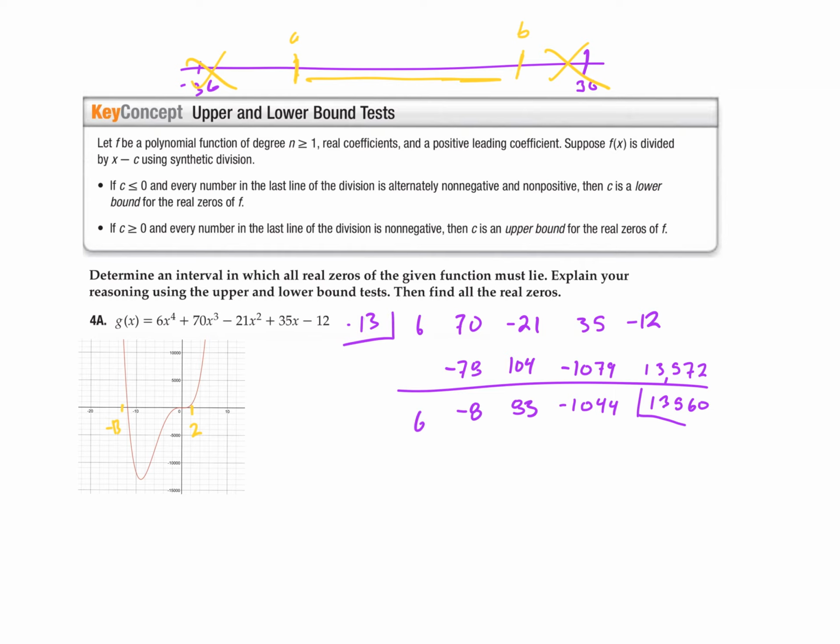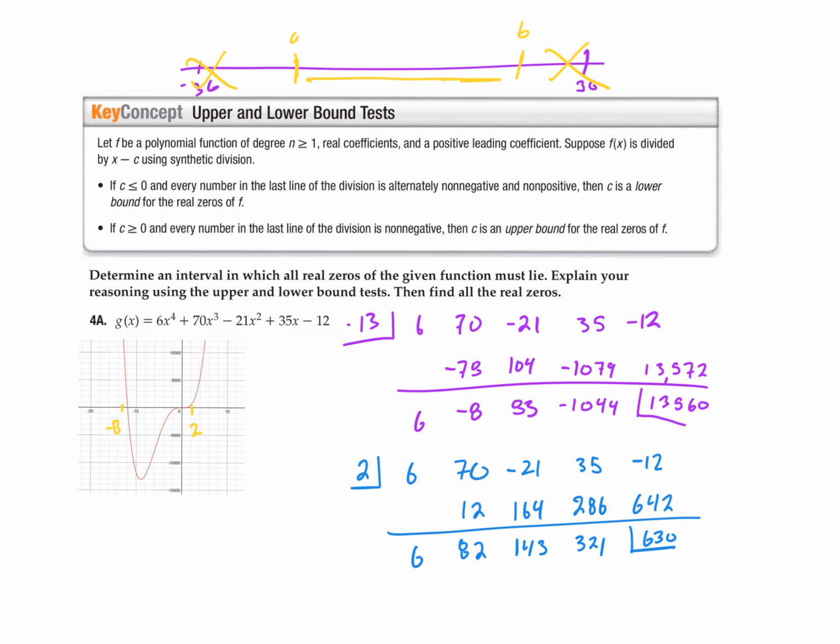Try this one more time with the upper bound. So I'm going to say 2, etc., etc. Looking through this, notice all of these are staying non-negative. All these are non-negative, meaning they're 0 or positive. So since those are the cases, it is indeed an upper bound.